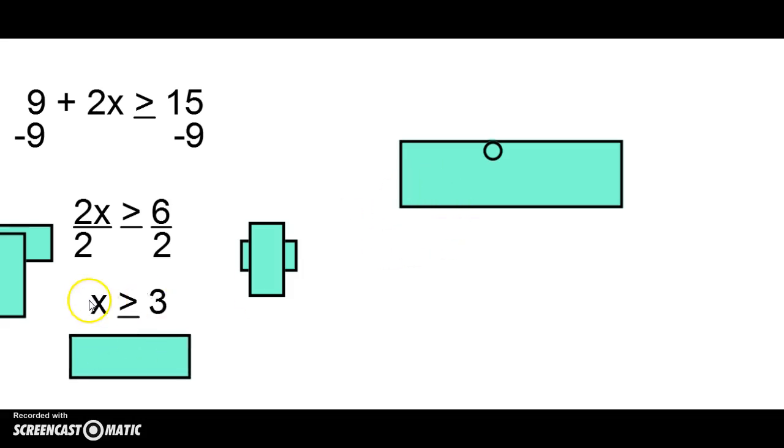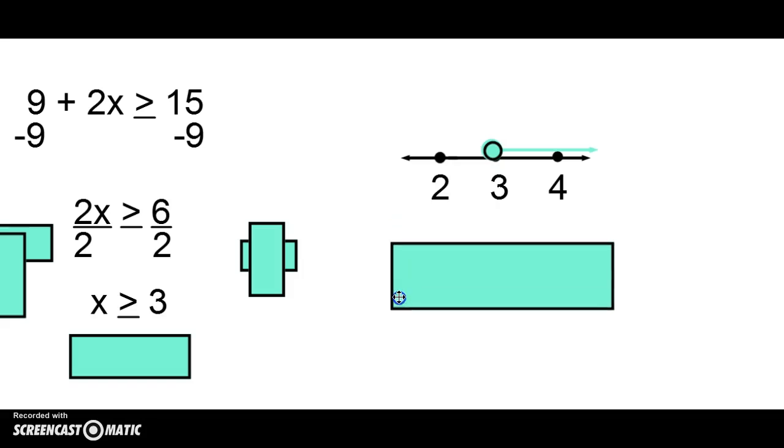Graphing it then, you think to yourself, x has to be greater than 3. 3 is the littlest, or equal to. And so you'd have a closed circle on the 3, and x is greater than.